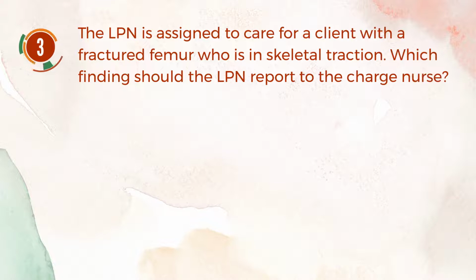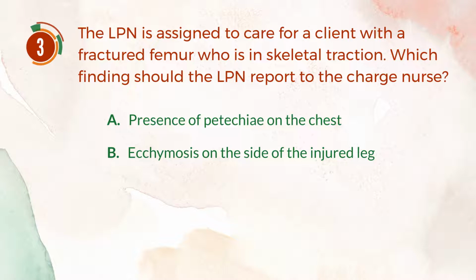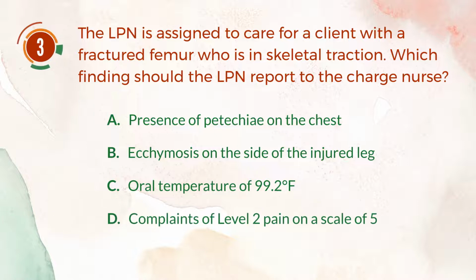Number 3. The LPN is assigned to care for a client with a fractured femur who is in skeletal traction. Which finding should the LPN report to the charge nurse? A. Presence of petechiae on the chest. B. Ecchymosis on the site of the injured leg. C. Oral temperature of 99.2 degrees Fahrenheit. D. Complaints of level 2 pain on a scale of 5.